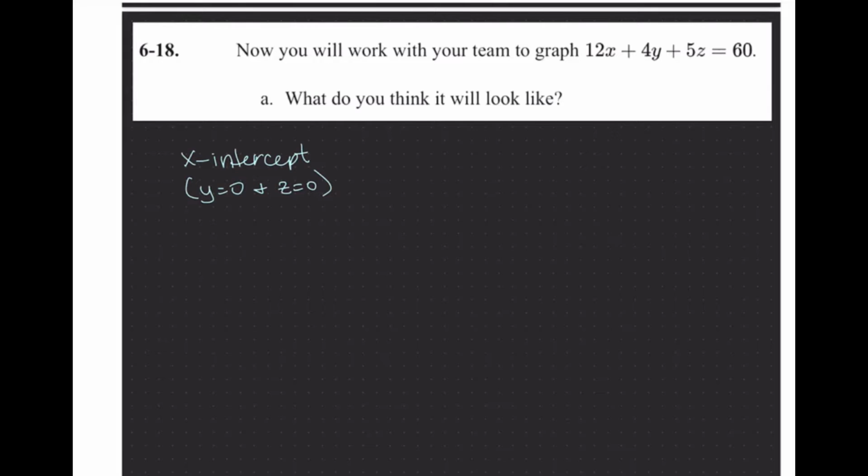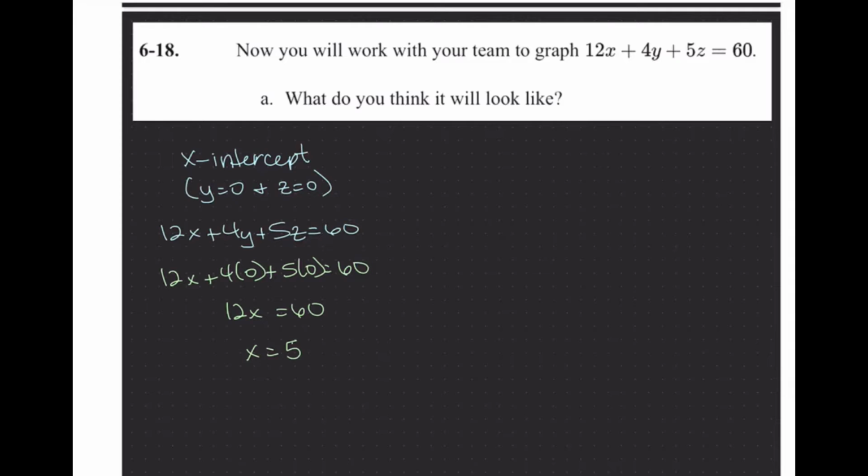So I'm going to take my equation. We'll write it out the long way the first time: 12x plus 4y plus 5z equals 60. To find my x-intercept, I put a 0 in for y and for z. So I have 12x plus 4 times 0 plus 5 times 0 equals 60. So I have 12x equals 60. To get x by itself, I divide by 12, and I get x equals 5. Good job. So where am I going to cross the x-axis? At 5, right?